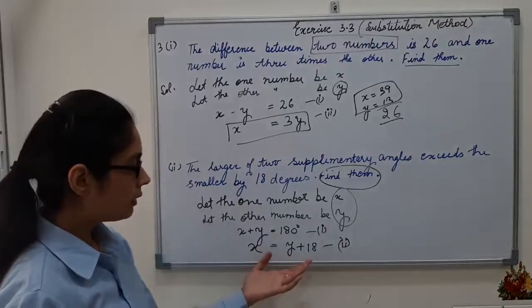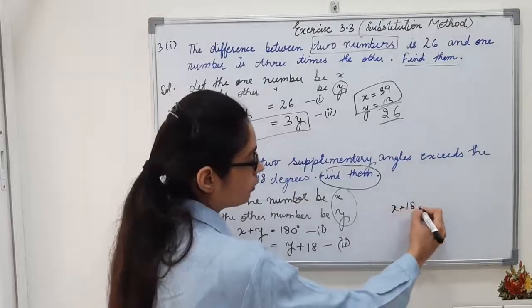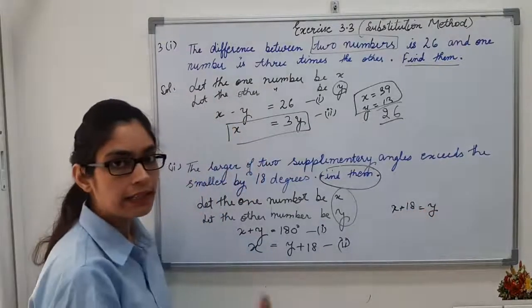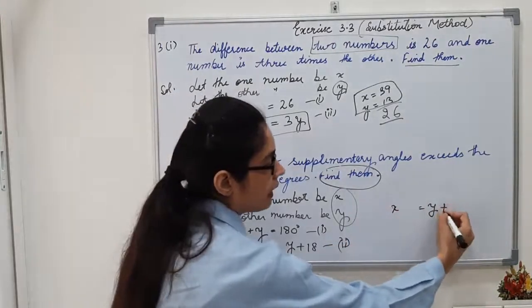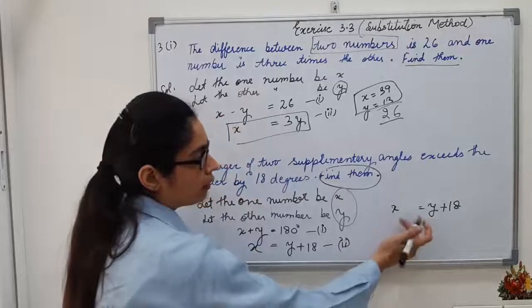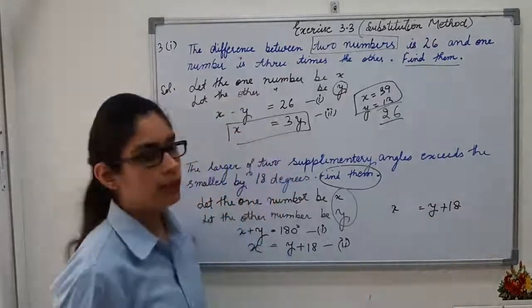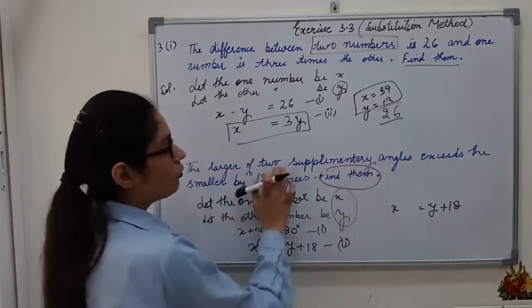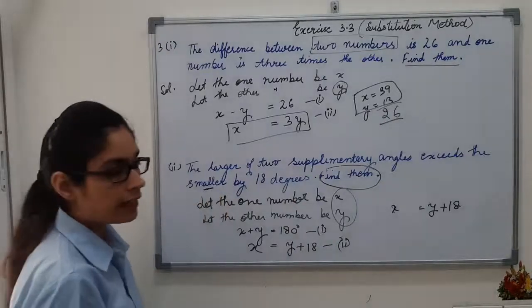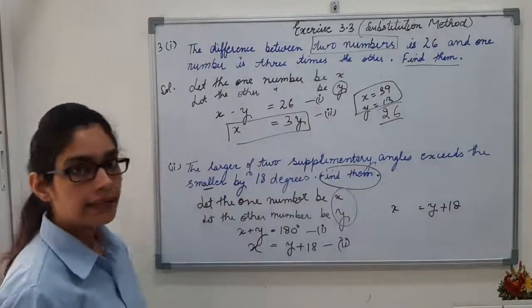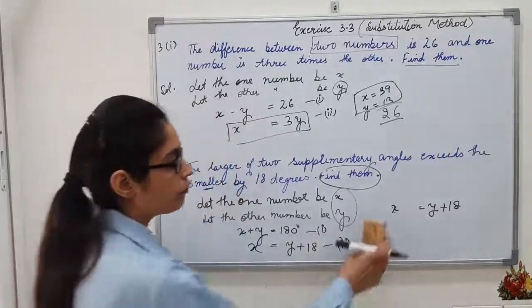So just try to understand. Don't write this equation as x plus 18 is equal to y. You don't have to add anything to the larger angle. If you are assuming the larger angle as x, just add 18 to the smaller angle, because your larger angle is the smaller angle plus 18. It's written that the larger of two angles exceeds the smaller. From the smaller it is exceeding. That's why to the smaller we are adding 18. When we add 18 to the smaller, we get the larger angle.